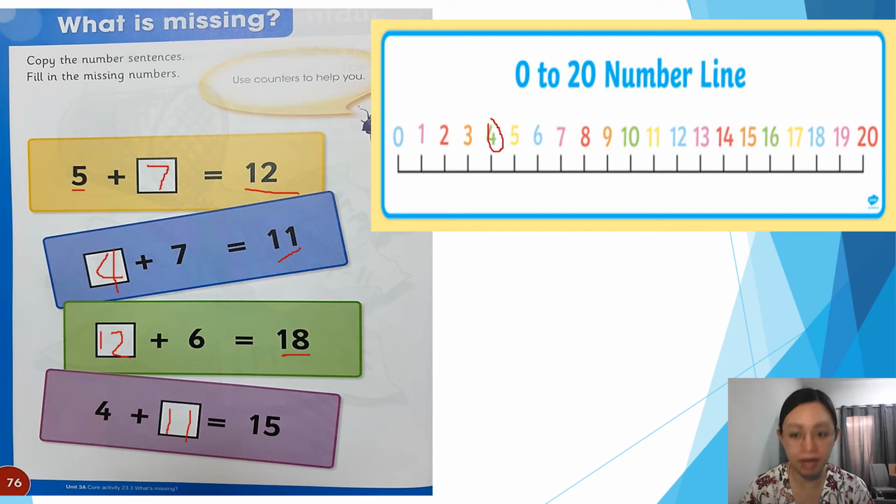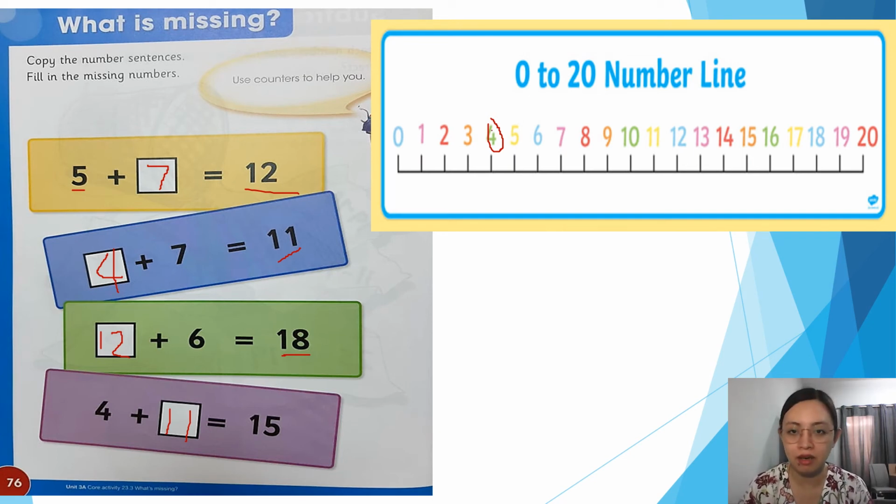And we're going to make 11 jumps, or we will jump 11 times to the right because it is addition. Remember, if it's subtraction, jump to the left. If it's addition, jump to the right or to the bigger number.